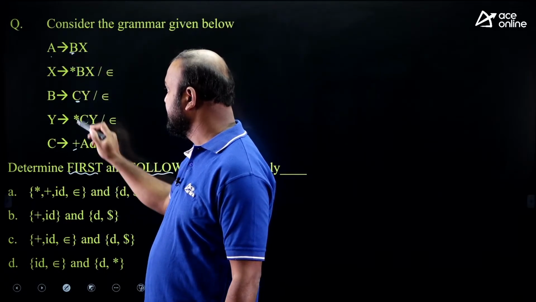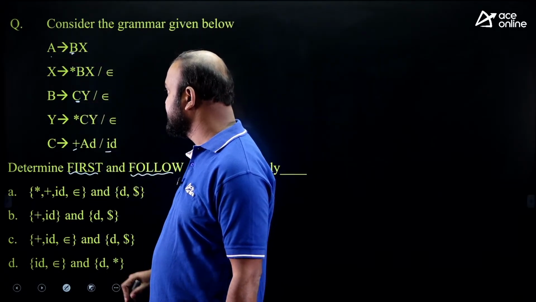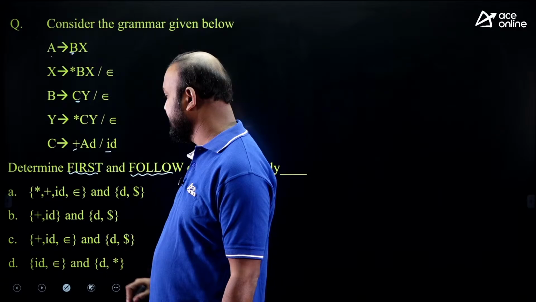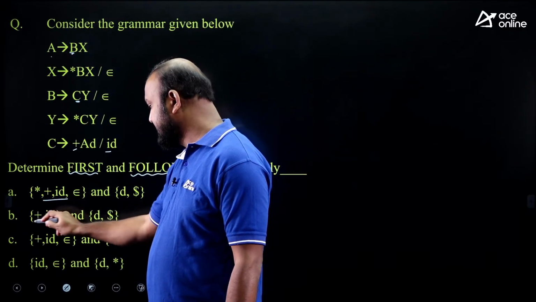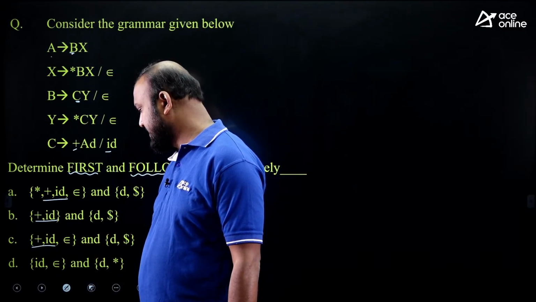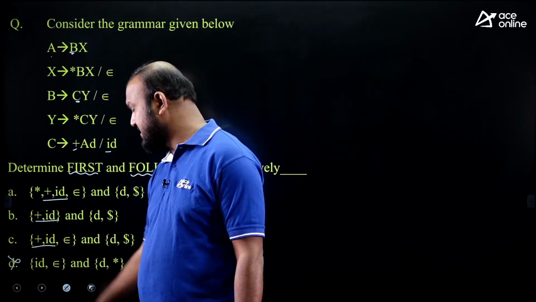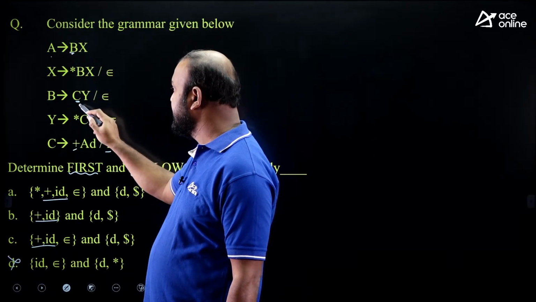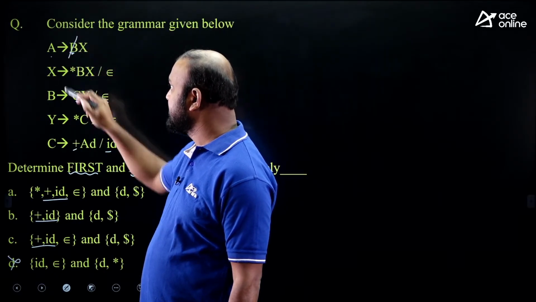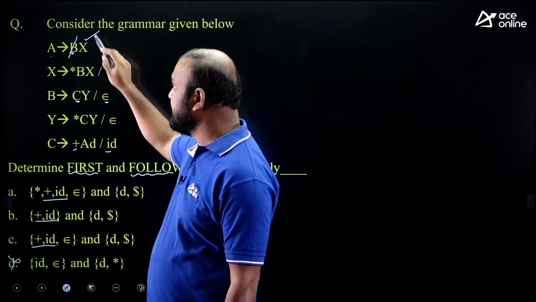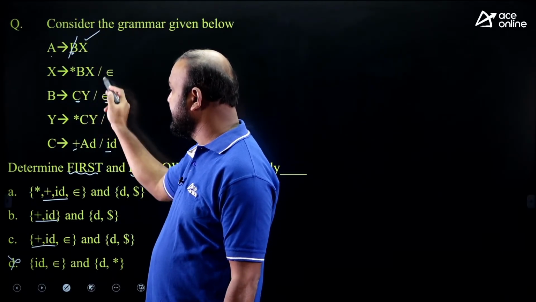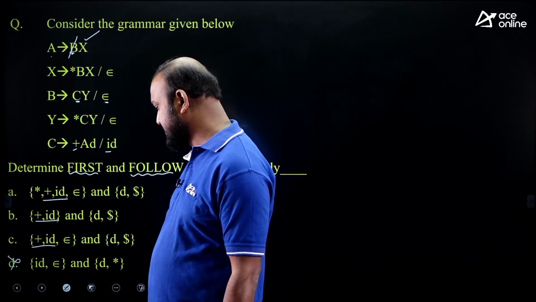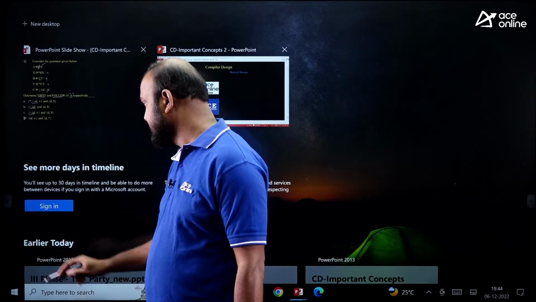First of A is first of B. First of B is first of C. First of C is plus and id. And plus and id is there in each option except D. D is incorrect. And because first of B is possible to become an epsilon, first of A is also first of X. First of X is star and epsilon. So star is also possible. Star is not there in this option.